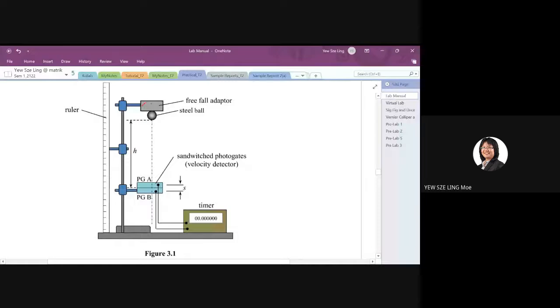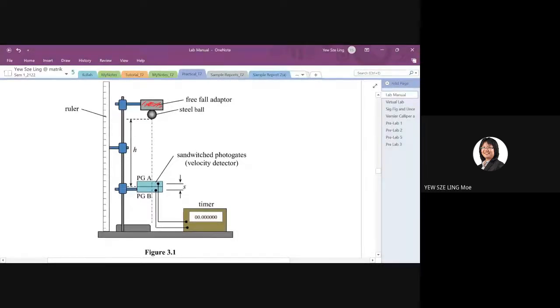So this is how it looks like. This is a free fall adapter. Free fall adapter actually is a piece of electromagnet. When you switch on the power supply, it will act as a magnet and attract the ball, so the ball will stick to the free fall adapter. After you switch it on, the ball is attached to it, and then you press the button to switch it off, and it will release the ball. When you release, the ball will go through PGA and PGB.